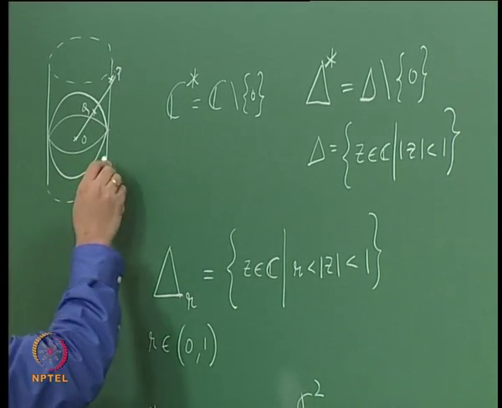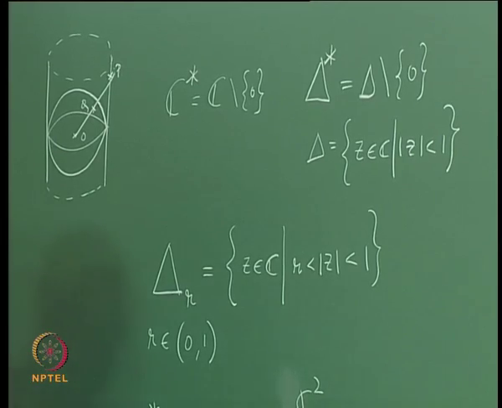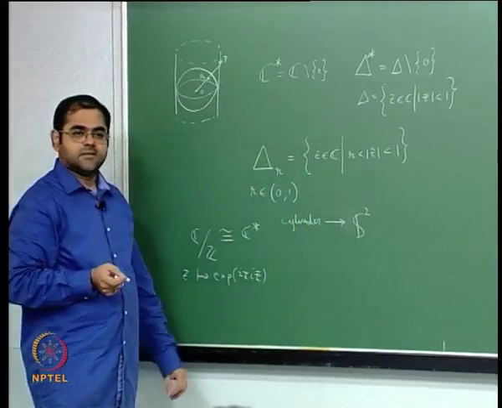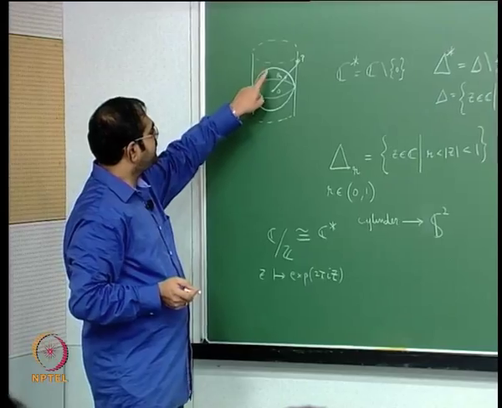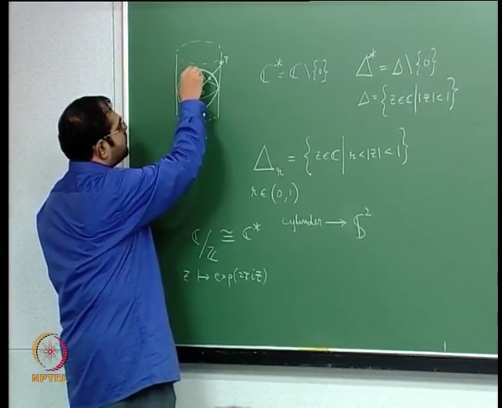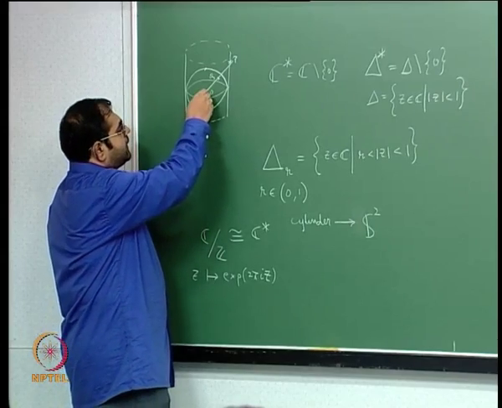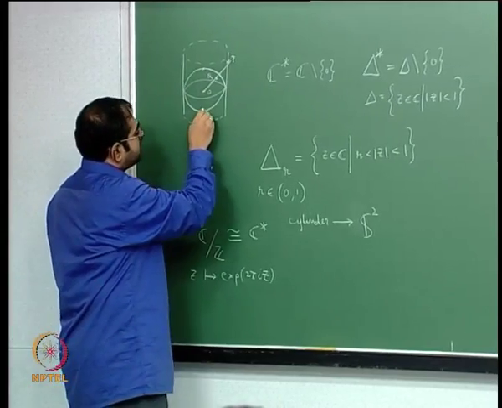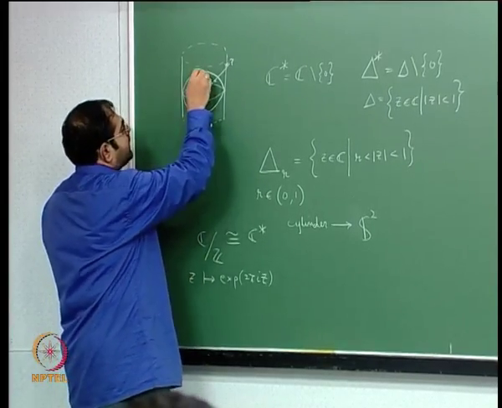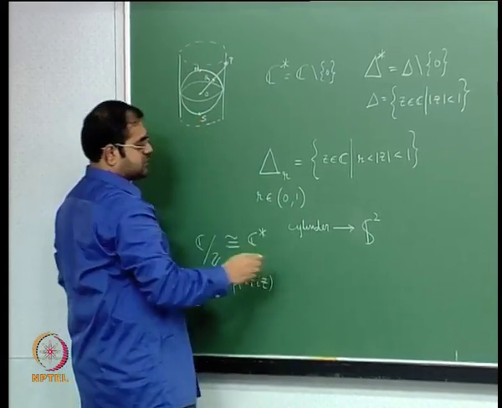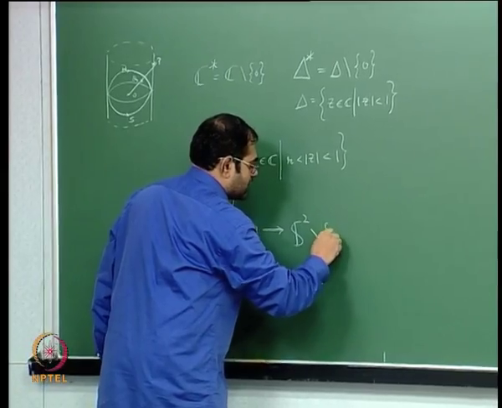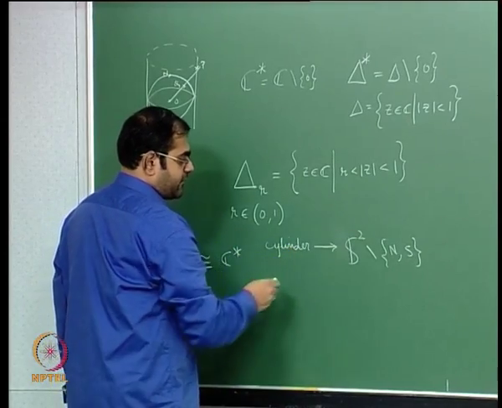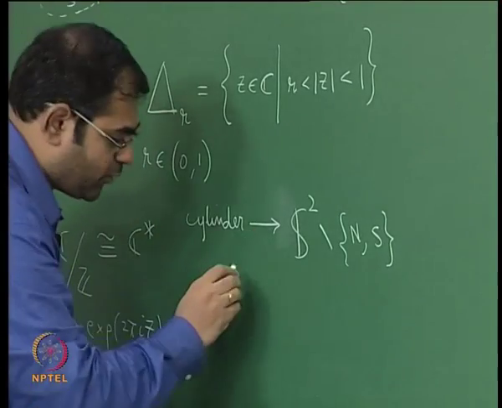In this way you will get a map from the cylinder to the sphere, and the only point is that you will not get the north pole, because there is no point on the cylinder which when joined to the origin is going to give you the north pole, and the same thing is going to happen to the south pole as well. So if I call the north pole N and the south pole S, you get a map from the cylinder to the sphere minus the north pole and the south pole, and you can check that this is a homeomorphism.